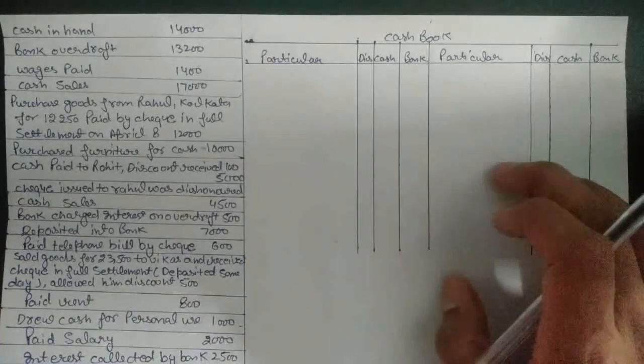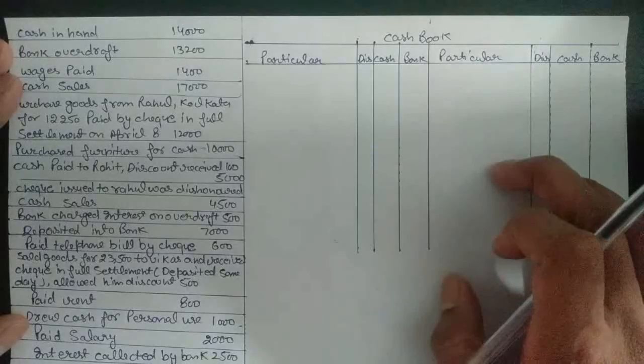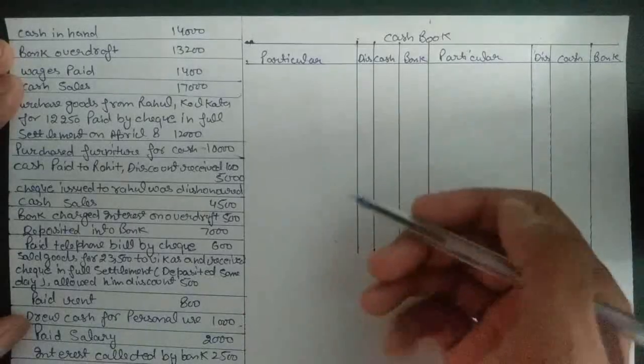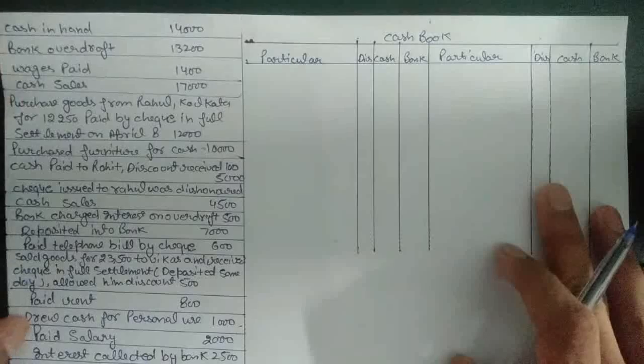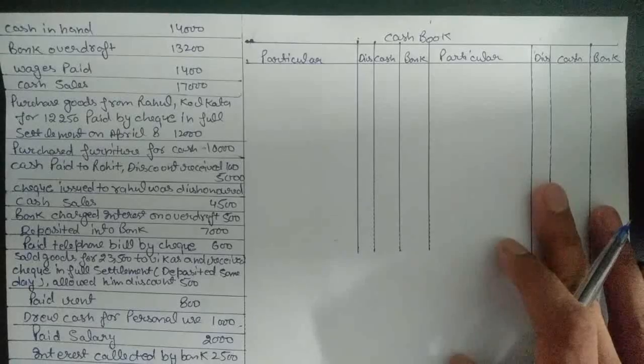Today we will have another question from our textbook, which is illustration number 10 of triple column cash book. We will post a few entries for triple column cash book. So let's start our triple column cash book illustration number 10 of chapter 9.